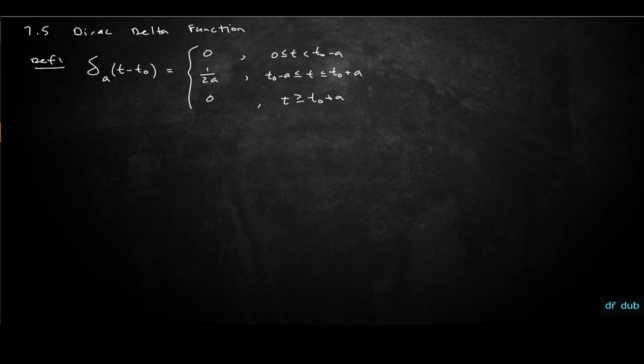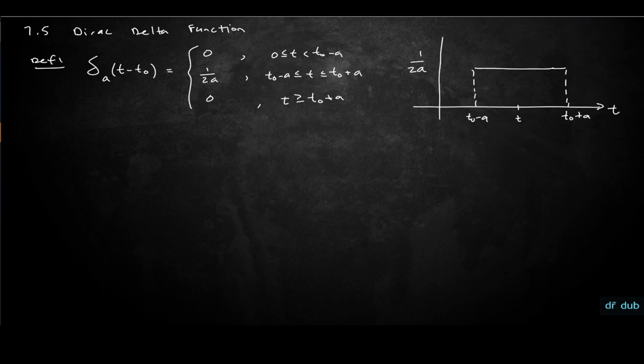So if we graph this function, say this is t0, this is t0 plus a, and this is t0 minus a, and then this is 1 over 2a. This isn't the Dirac delta function, this is just a special function we call delta sub a. The Dirac delta will be the limit as a goes to 0 of this thing right here.